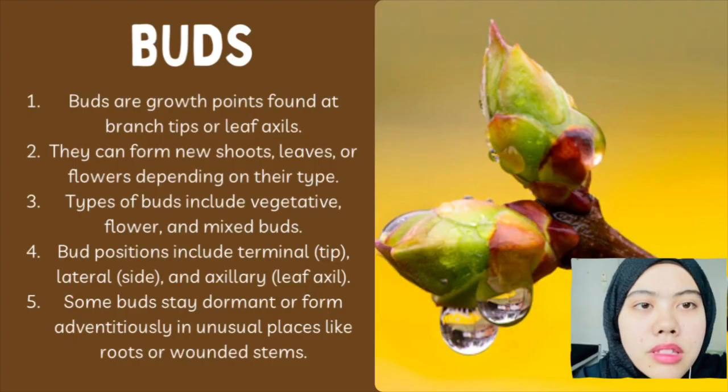Some buds remain dormant under the bark and grow only when the plant is damaged, while adventitious buds can appear in unusual places like roots or wounded stems. In deciduous plants, leaf scars can be seen below the buds after leaf fall, showing where the leaf was once attached.